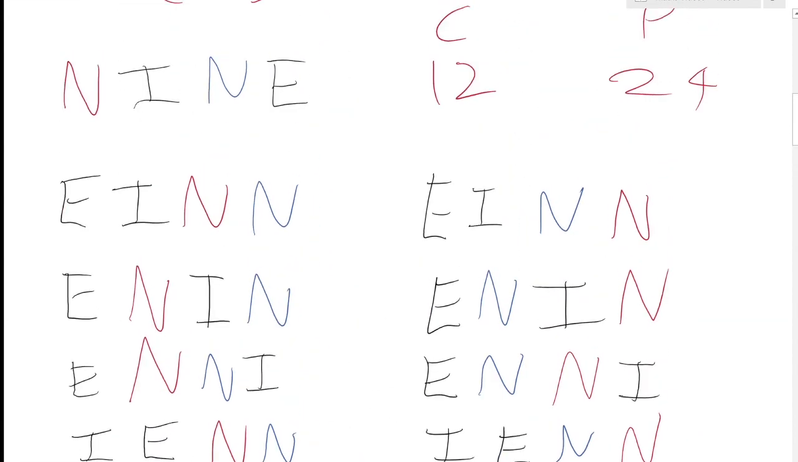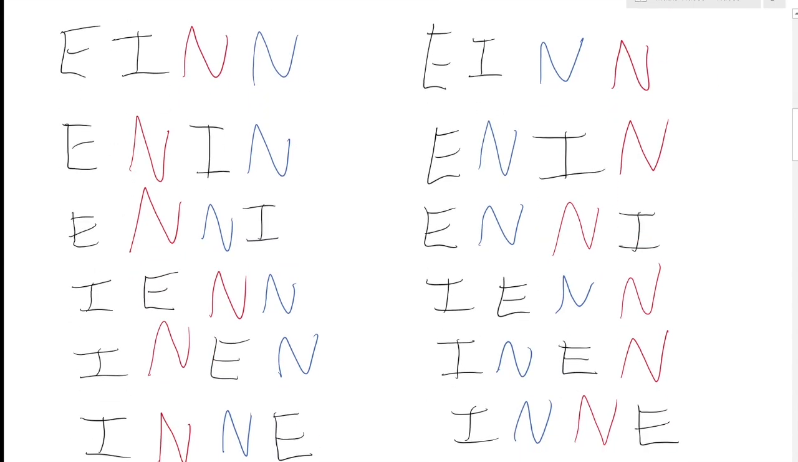What you can see is that on any row of this table, we've got exactly the same combination. This top row is EINN and EINN. It's exactly the same combination of letters. The only difference is whether the red N is before or after the blue N. And that continues all the way down the table.